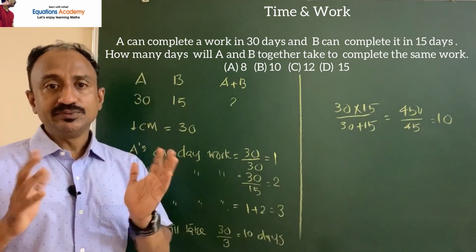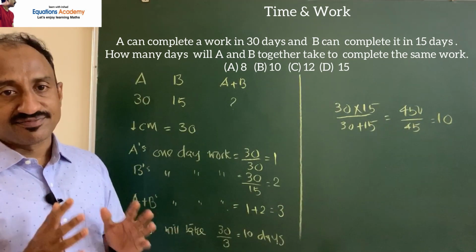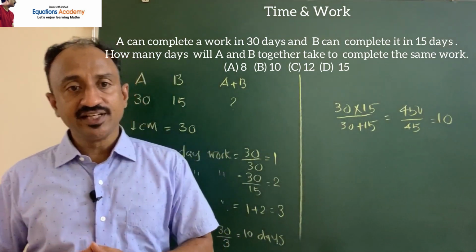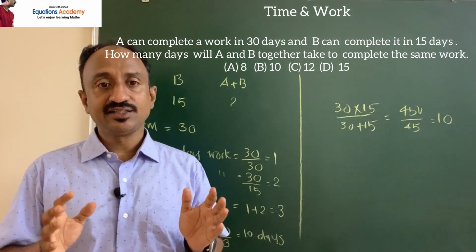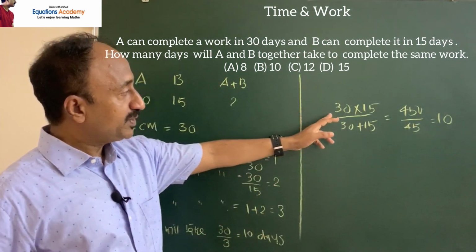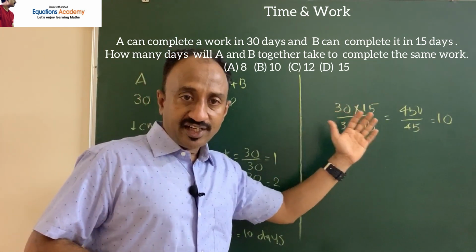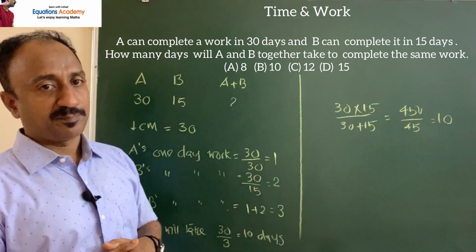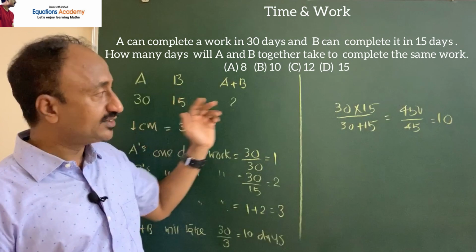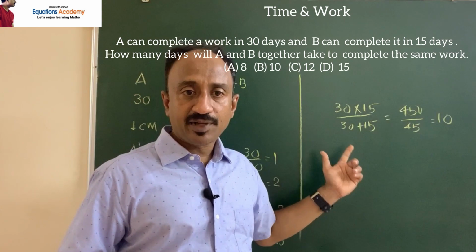I will show you two methods to solve this problem. The first is: A can do a work in 30 days and B in 15 days. How many days will it take A and B together to complete the same work? So just multiply 30 by 15, 30 into 15 divided by 30 plus 15. A will complete it in 30 days, so 30 into B's 15 days.